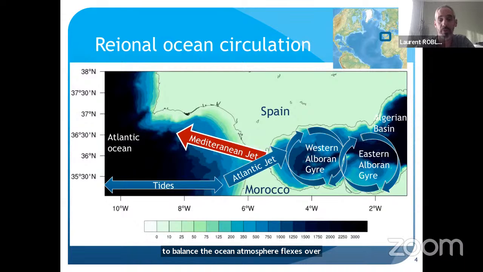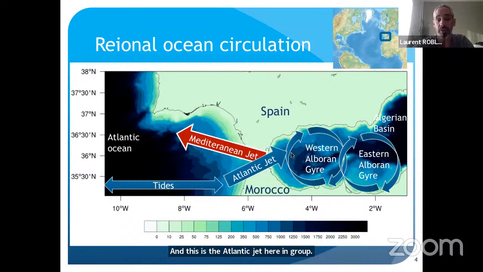And because of evaporation and precipitation imbalance over the Mediterranean Sea, the Atlantic Ocean and the Mediterranean Sea have different salinity levels. And therefore, the highly saline water from the Mediterranean Sea flows outward and in depth. This is the Mediterranean jet in red, whereas the less saline Atlantic waters flow inward and on top of the Mediterranean Sea current, and this is the Atlantic jet here in blue.